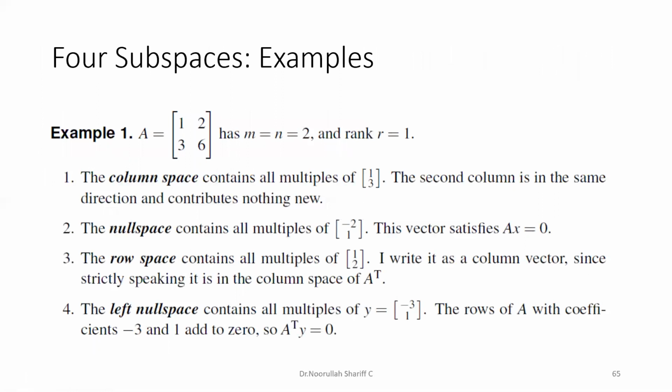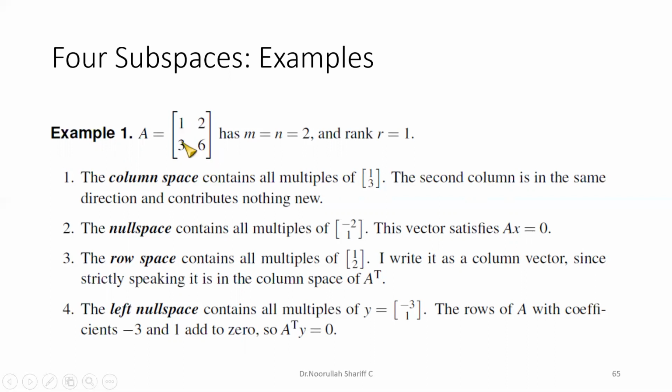Let us consider an example of the four subspaces. We will try to find out, for a matrix, what the four different subspaces are. Here we are considering A equal to [1, 2; 3, 6], with m equal to n equal to 2. The rank is 1, because the second column is a multiple of the first column. If you multiply 2 with the value 1, you get 2. Again, if you multiply 2 with the value 3, you get 6.